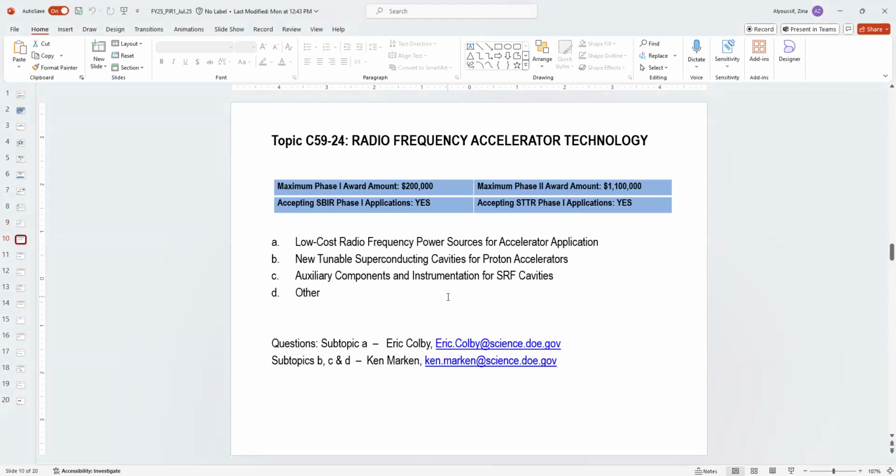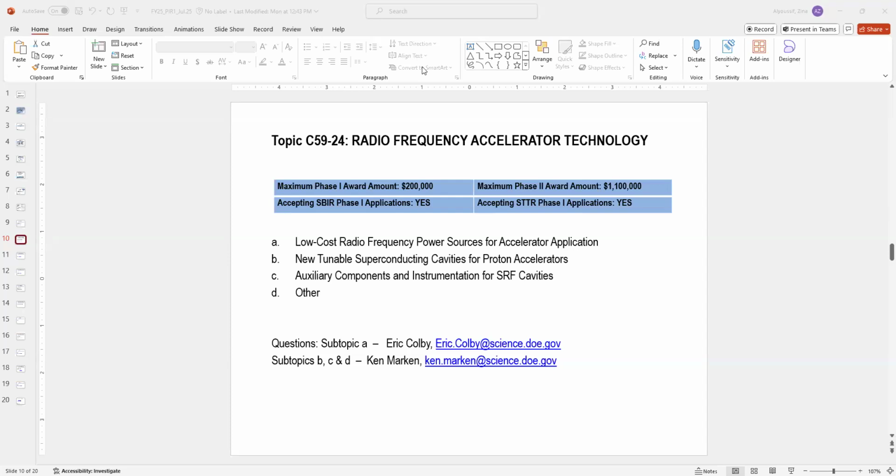24. And it's also you, Greg. Go ahead. Okay, yeah, so we've got 24. 24 also has multiple subtopics, and I'm going to have to go through a few screens here to get all this to you. So the first subtopic, A, is for low-cost radio frequency power sources for accelerator applications. The aim of this topic is to advance the state-of-the-art in efficiency and cost of RF power amplifiers.